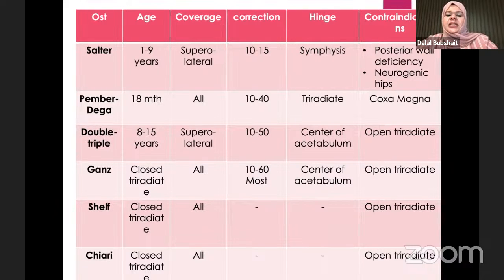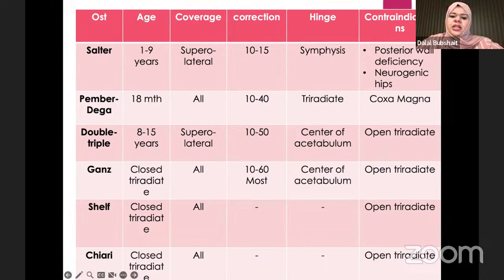So the first line is the age of the patient. So once you get older than 8, then you can do the osteotomies from the third line down. The second line is where the coverage is. So we're talking about where the deficiency is. Is it anterolateral or is it a global deficiency? So a Salter osteotomy can cover only the anterolateral deficiency. And when you need to cover the posterior part, then you need the Pemberton osteotomy.